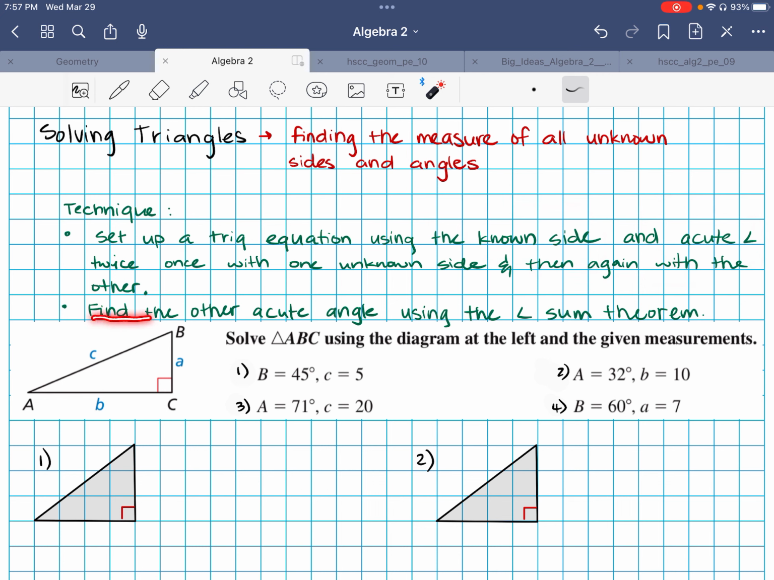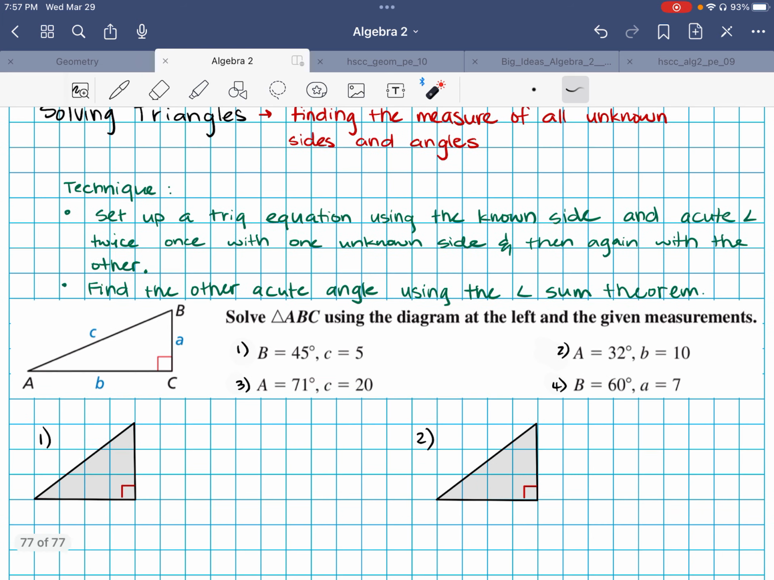Then after that, you're going to find the other acute angle using the angle sum theorem. So in essence, what you're trying to find here are three things. You're trying to find the first unknown side, the second unknown side, and then finally the other acute angle. All right, so let's take a look at a couple of example problems, four example problems actually.